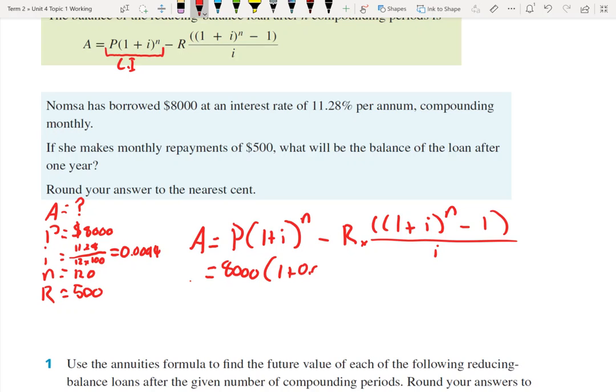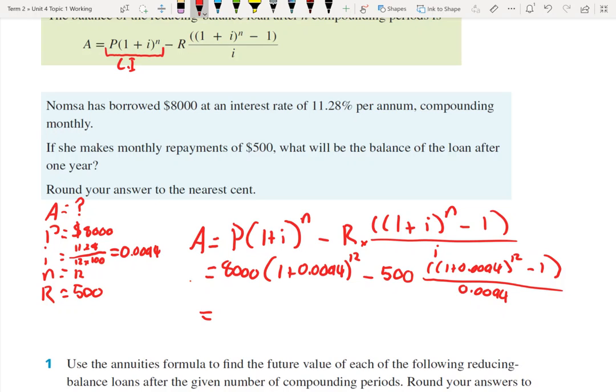Okay, 0.0094 to the power of 12, because N is 12. Why did I write 120? That was dumb. So N is 12, R is 500 times 1 plus 0.0094 to the power of 12 minus 1 divided by 0.0094. Now you're going to have to bear with me for a moment. I'll put this into the calculator and see what we get.